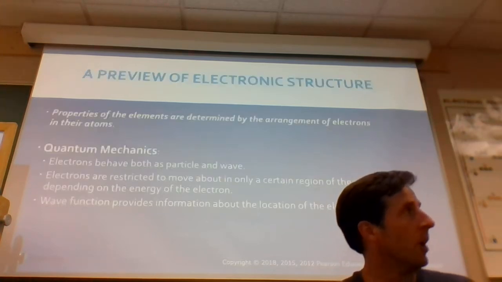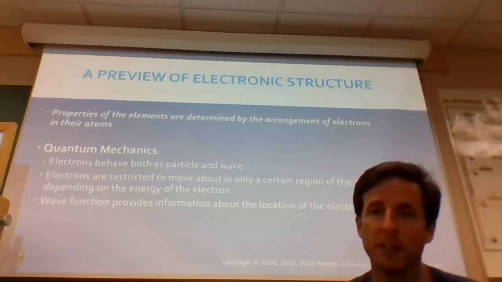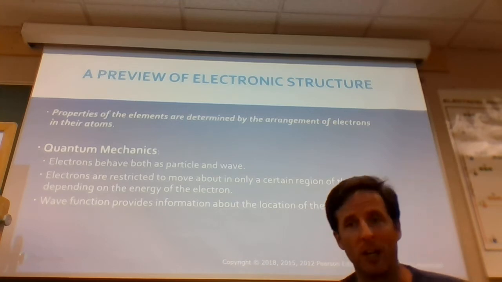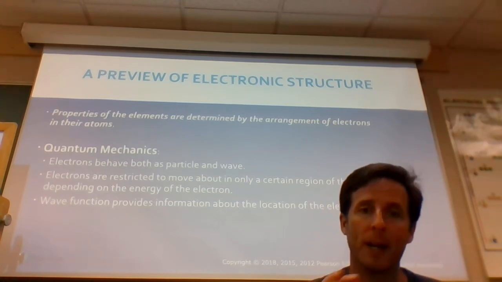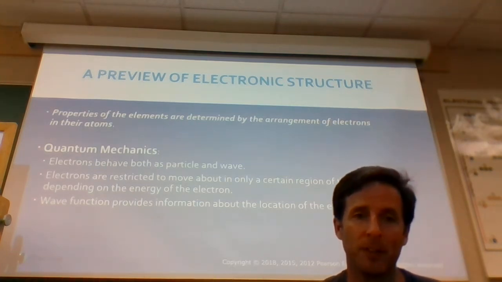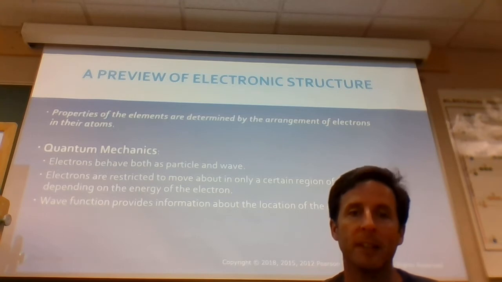Okay, so overall, what we're trying to get to is this idea that electrons, and how the electrons of one atom and the electrons of another atom interact with each other, controls many of the properties that we observe when we study different elements and compounds and how they interact and why they behave the way they do.